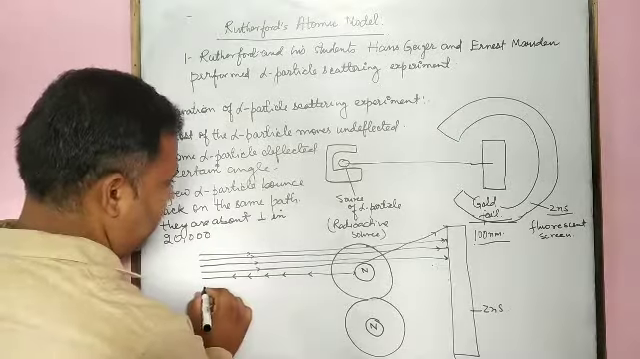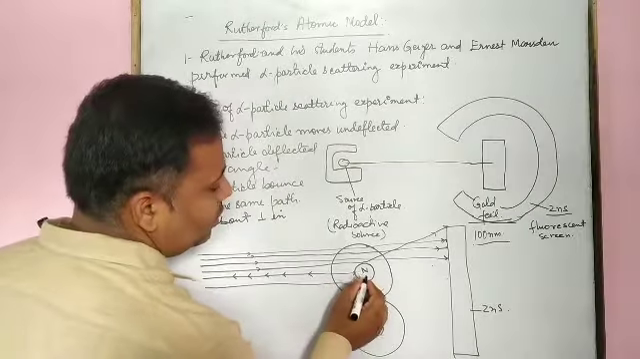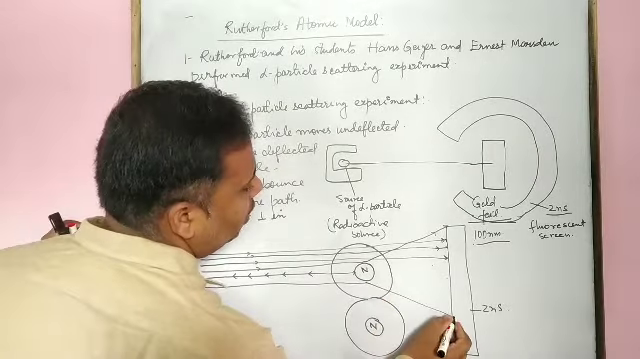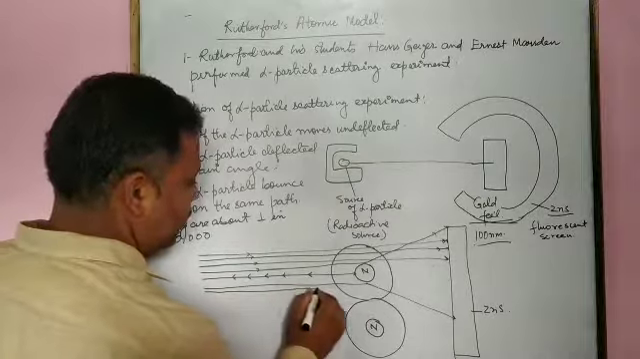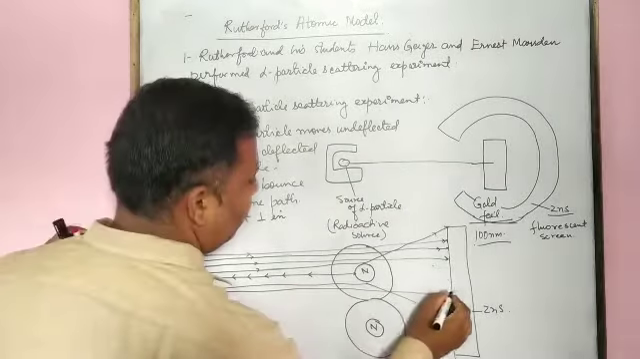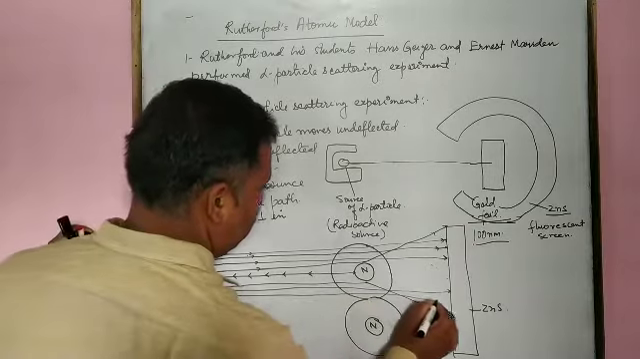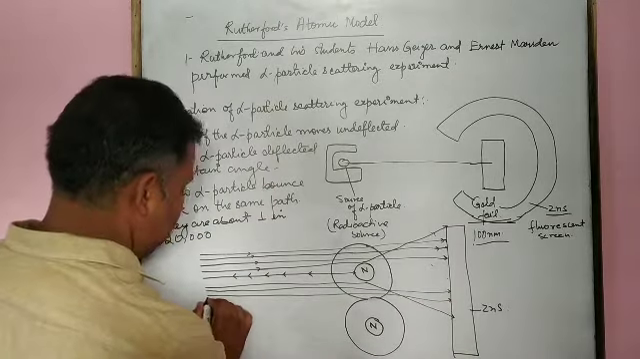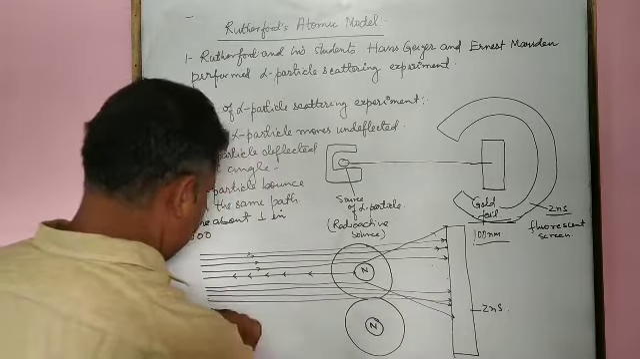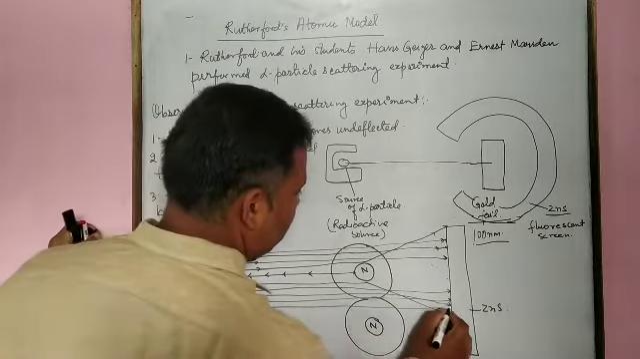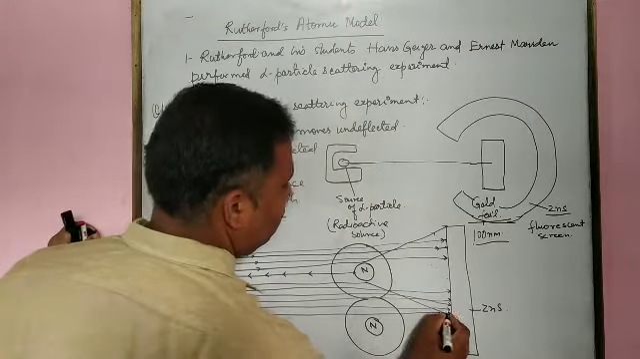So the next we have, this alpha particle passes through the positively charged nucleus, therefore it is deflected to a certain angle. Next to that, it will pass undeflected.